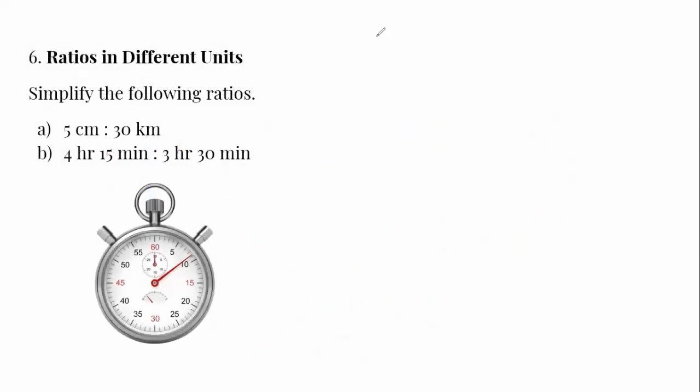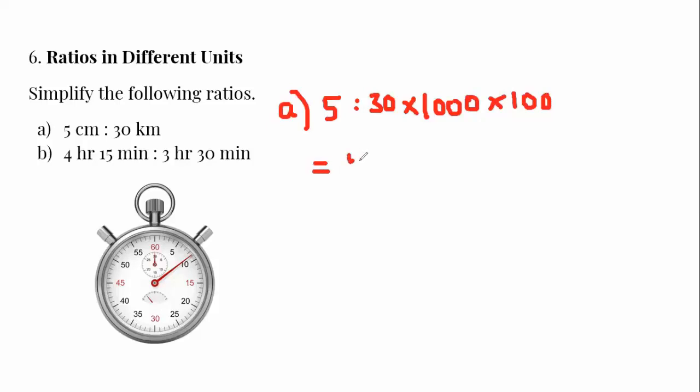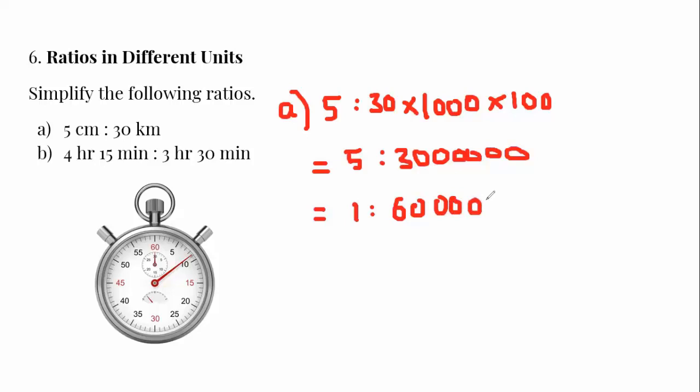Ratios in different units. Simplify the following ratios. 5 centimeter is to 30 kilometers. As both the terms are in two different units, they need to be converted to have the same unit. So it is efficient to use centimeter as the common unit. Then converting kilometer into centimeter: 1 kilometer has 1000 meters and 1 meter has 100 centimeters. So multiplying 30 kilometers by 1000 and then 100 gives the value in centimeters. So the ratio becomes 5:3 million. Then simplifying the ratio by dividing both the values by 5 gives 1:600,000.